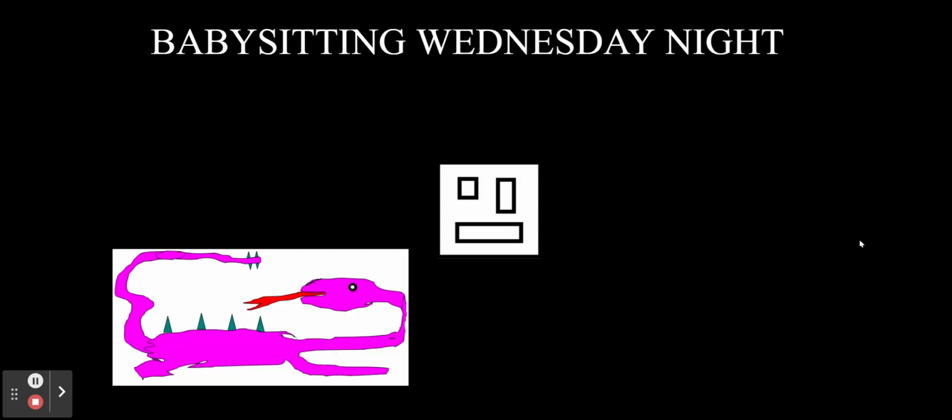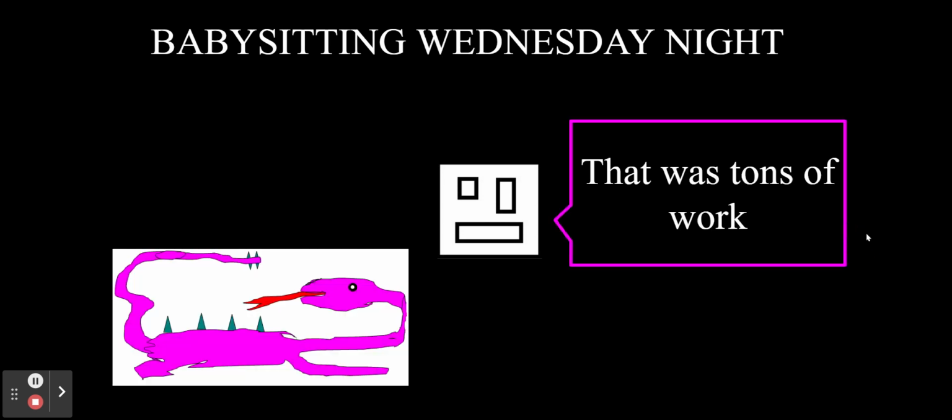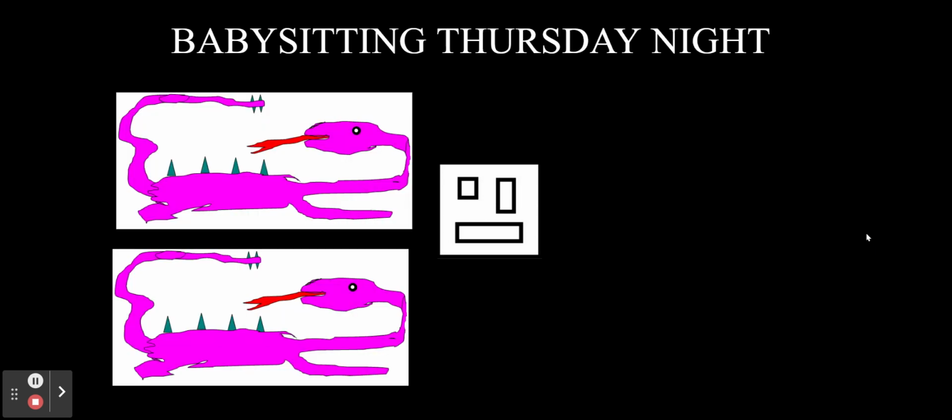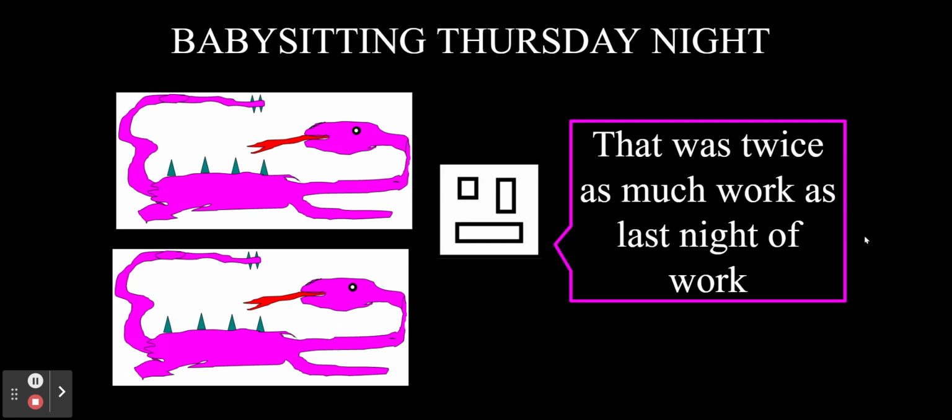On Wednesday, he babysat a dragon. It was a lot of work, as you can expect. Then the next night he babysat two dragons, and the work doubled. This is first order. You double the concentration, and the rate doubles. In this case, it's the work that's doubling, but it's the same kind of idea.